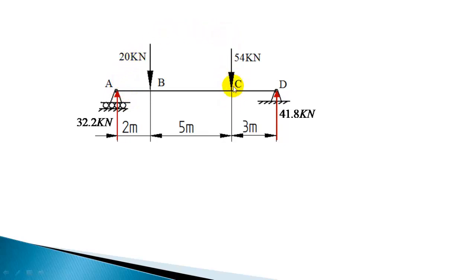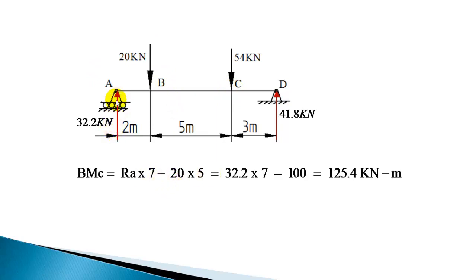So I am taking section C and considering all forces on the left side and summing up the moments of all those forces with respect to C. So 32.2 into 7 is producing a clockwise rotation with respect to C, so take that as plus 32.2 into 7. Now 20 is producing an anti-clockwise rotation with respect to C, so it is 20 into 5, and that is minus 20 into 5. And that summation will give the bending moment at C.